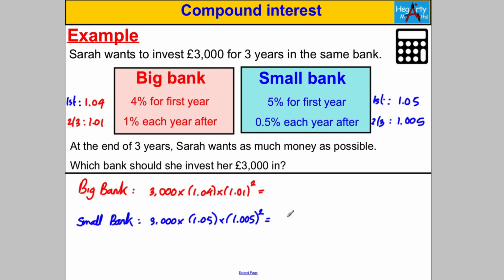So all we've got to do is tap that into our calculator, and see in which case Sarah has more. In the first case, we would get 3182.712, which if we round to 2dp, that's £3,182.71. And with the small bank, I get the answer 3181.57875, which again, if we round to 2 decimal places, that's going to be £3,181.58. Now, there's not much in it, is there? But which one's better? Big bank's better.